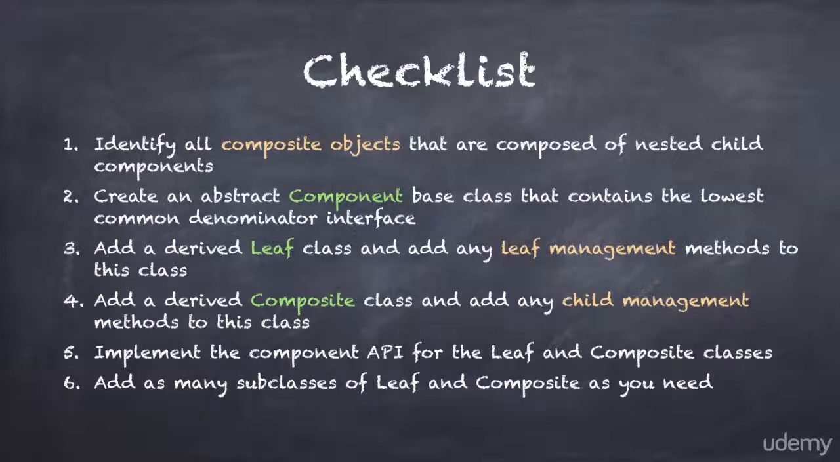Then add a derived leaf class and add any leaf management methods to this class. Add a derived composite class and add child management methods to this class. Then implement the component API for the leaf and composite classes. And you can add as many subclasses of leaf and composite as you need.